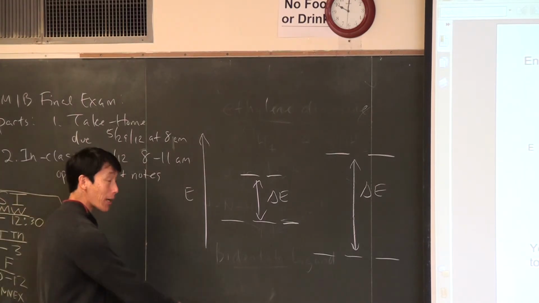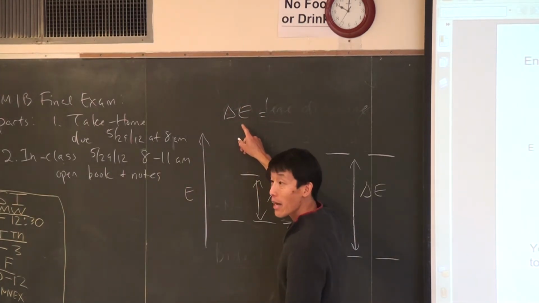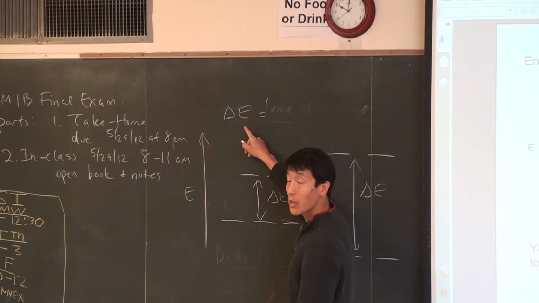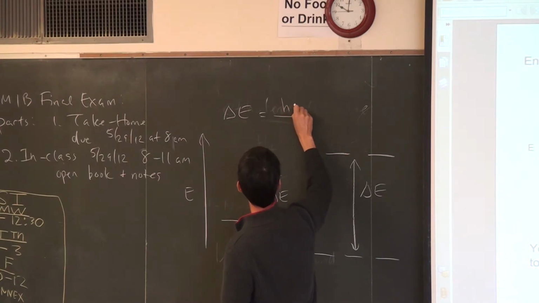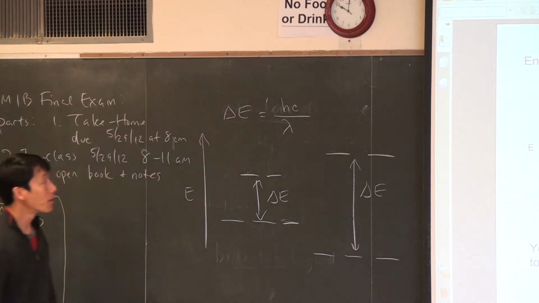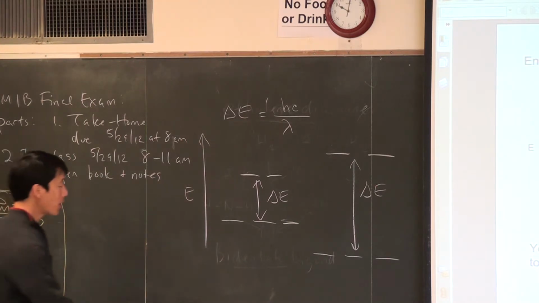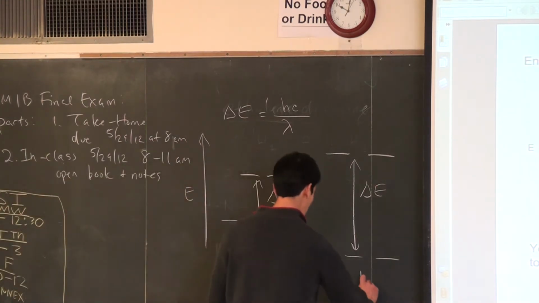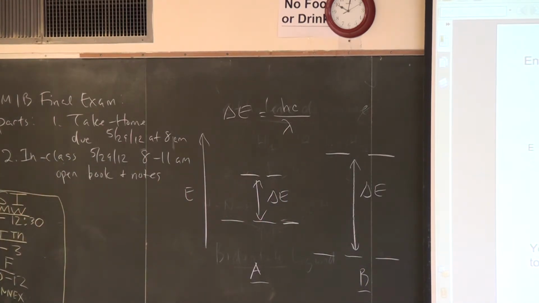So remember, way back in Chem 1A, we said that we can relate energy to the wavelength of light. So we said that delta E is equal to, does anyone remember that equation? Yeah, h, Planck's constant, times c, the speed of light, divided by the wavelength. So let's say that one substance is red, the other one's blue. Which one would be the red one? We'll call this A and B. So which one's the red one, A or B?